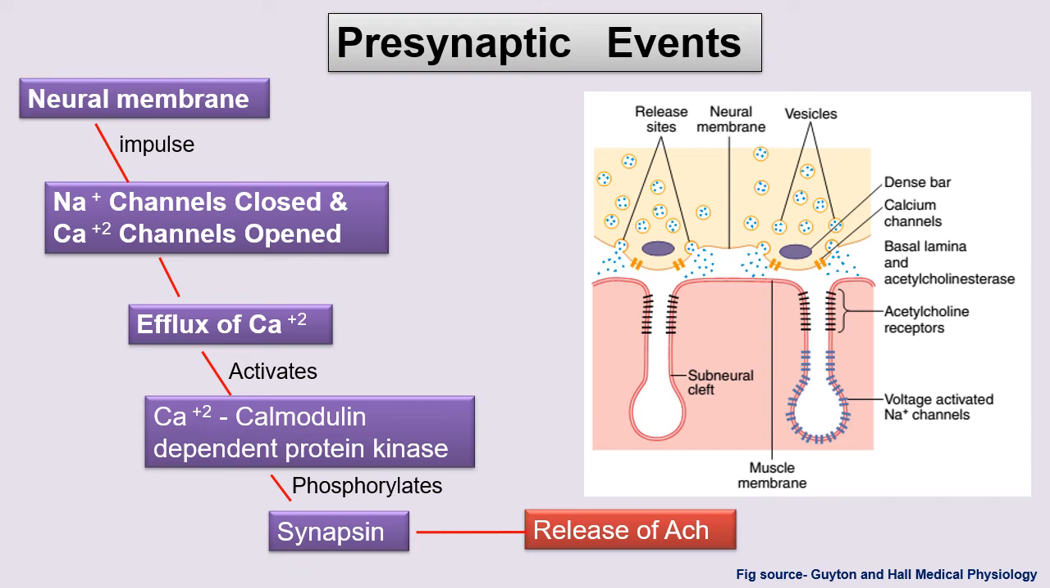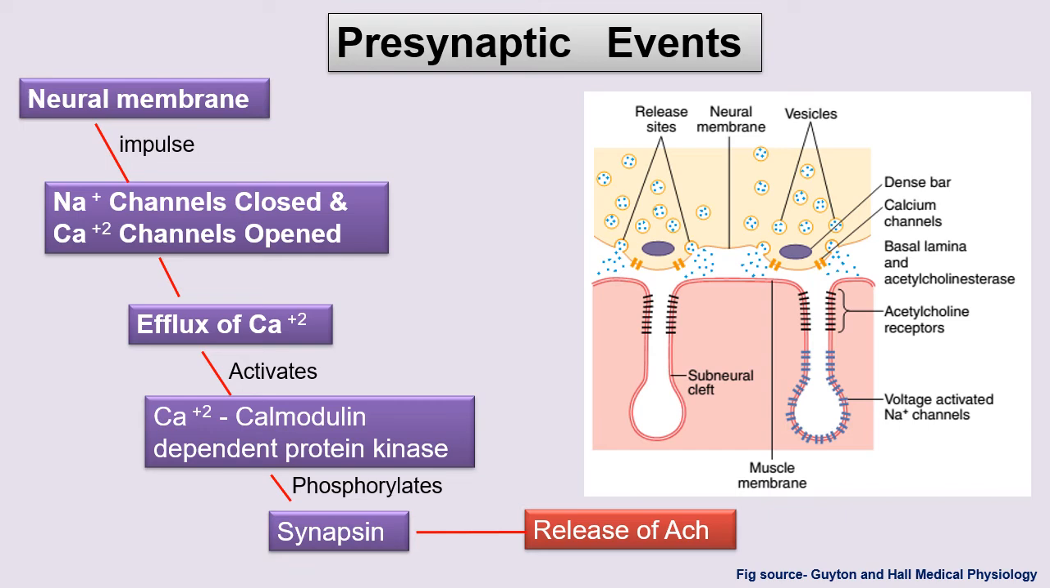Let us see what happens in the presynaptic part. When a nerve impulse reaches the neuromuscular junction, acetylcholine is released from the terminals into the synaptic space. On the inside surface of the neural membrane are linear dense bars. To each side of each dense bar are protein particles that penetrate the neural membrane. These are voltage-gated calcium channels.